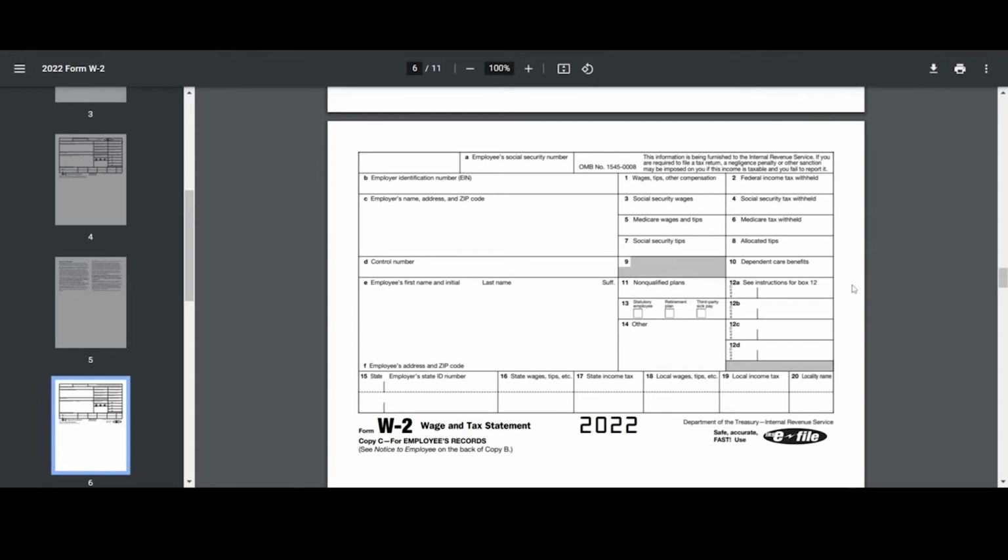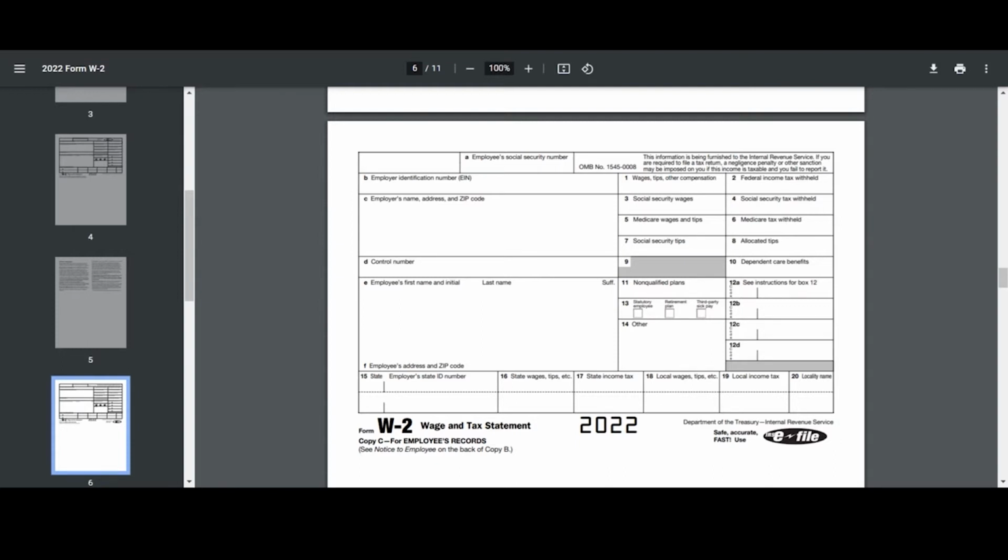Boxes 1 through 10 are going to have all of these numbers in them. 1 is going to be wages, tips, and other compensation. So everything they made during the past year, even if they weren't employed the whole year. If they're only employed for a few months out of the year, it's still going to be for all of 2020, in this case, in all of 2021, the previous year. And everything's going to be right there in wages, tips, and other compensation.